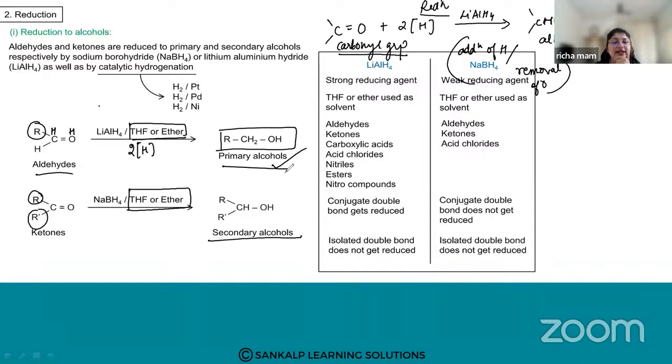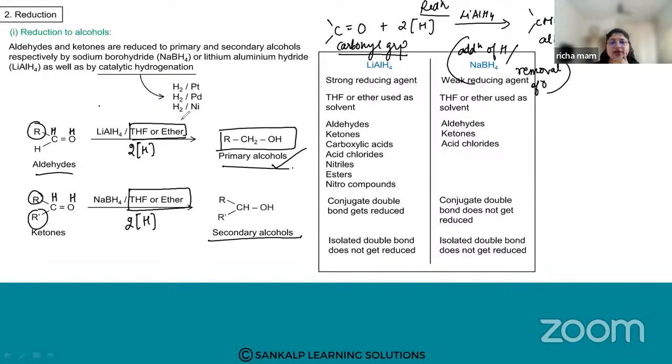You're going to get a secondary alcohol. Again, across the double bond, hydrogens are added. What do you get? A secondary alcohol. Is it clear about reduction? So what is reduction? Addition of hydrogen or removal of oxygen.